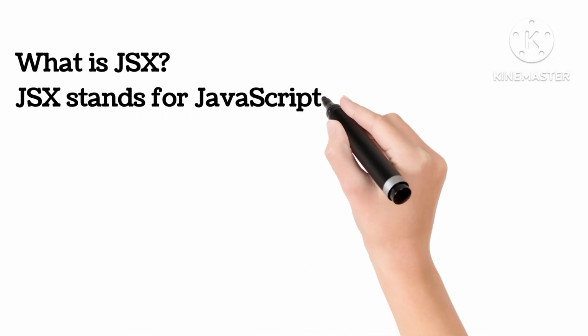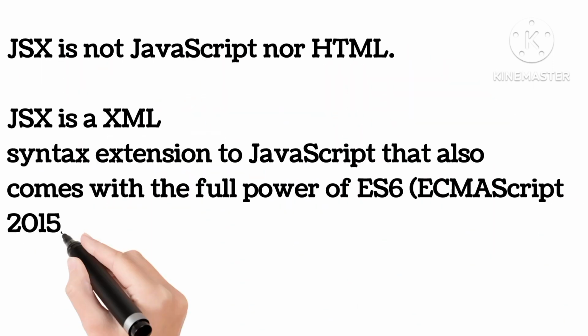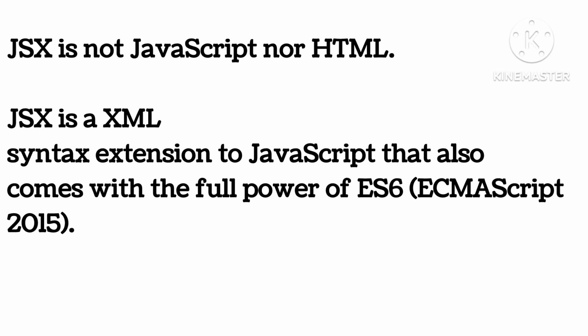Now, what is JSX? JSX stands for JavaScript XML. JSX is an XML/HTML-like extension to JavaScript. JSX is not JavaScript nor HTML. JSX is an XML syntax extension to JavaScript that also comes with the full power of ES6 ECMAScript.